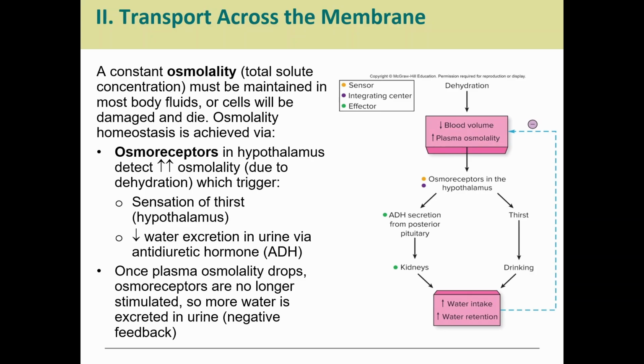We have osmoreceptors found in the hypothalamus that are going to detect a change in osmolality, basically osmolality going up. So this means solute concentration going up. That means you have more solutes compared to the water that you had previously, right? So your water's gone down, solute concentration's gone up. A lot of times this is due to dehydration. And so two things are going to happen in response to osmoreceptors detecting this. You're going to feel thirsty, right? And so you have that drive to get something to drink. And your water excretion in your urine is going to go down.